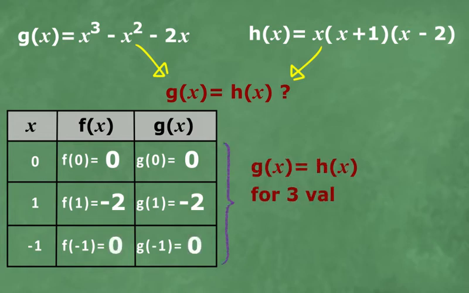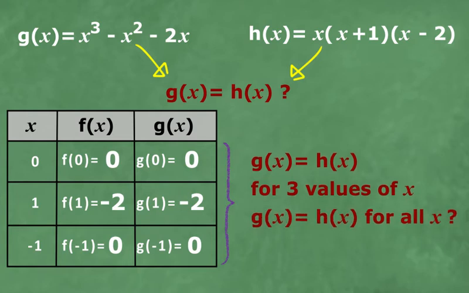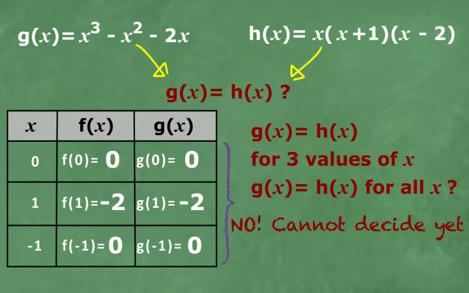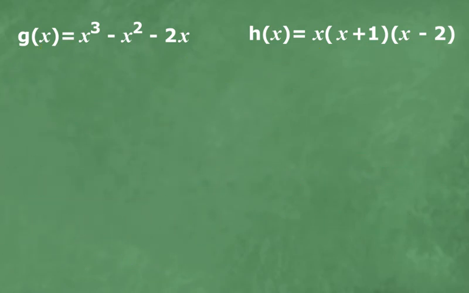Based on these three values of x, can we say that the two polynomials are equal? No, because we cannot conclude that the values of these two polynomials are equal for all values of x. So how can we check?